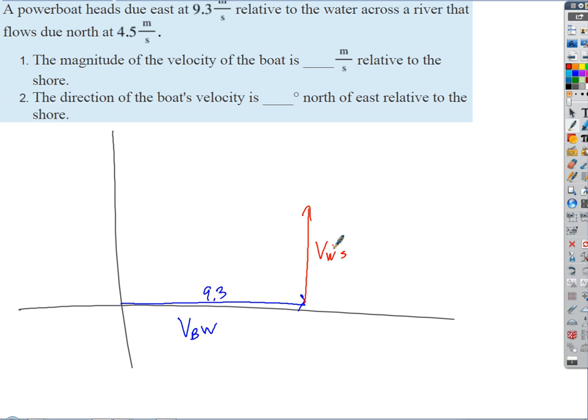And if I add those up tip to tail, the velocity of the boat relative to the water plus the velocity of the water relative to the shore, there's something kind of interesting that happens here. We've got v sub bw, the velocity of the boat relative to the water, plus the velocity of the water relative to the shore, ends up giving us, how would you describe it? The velocity of the boat relative to shore. That's not a commentary on the value of this problem. This is a good problem, I'm sure. Right, so we're going to add those up tip to tail.